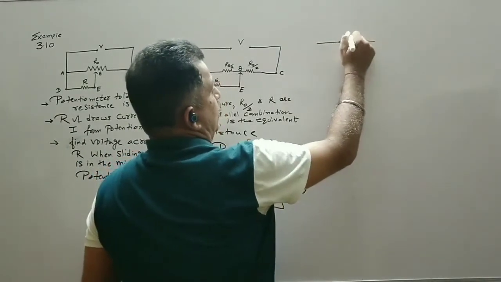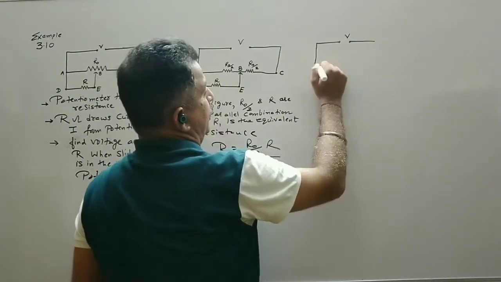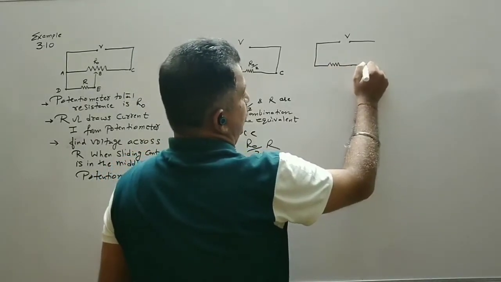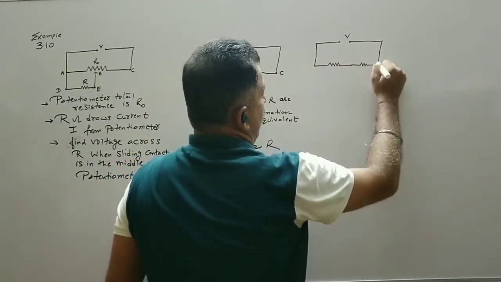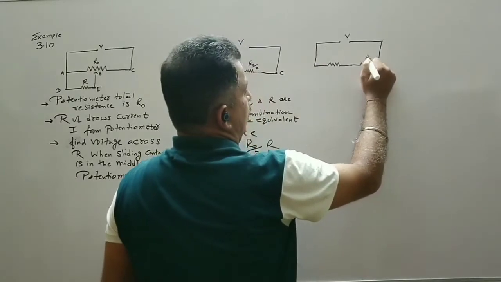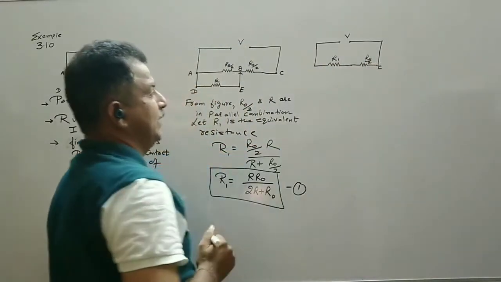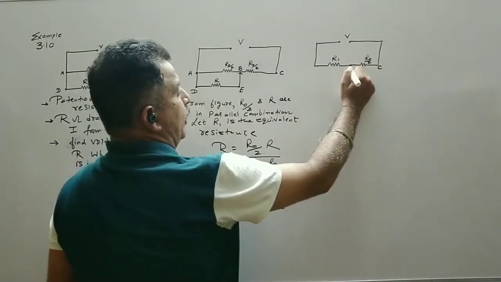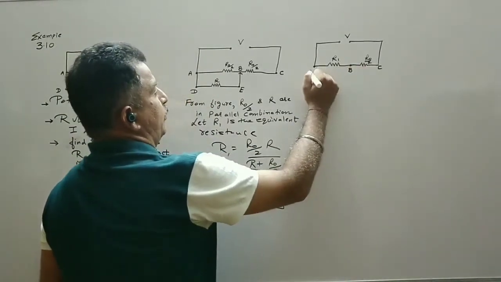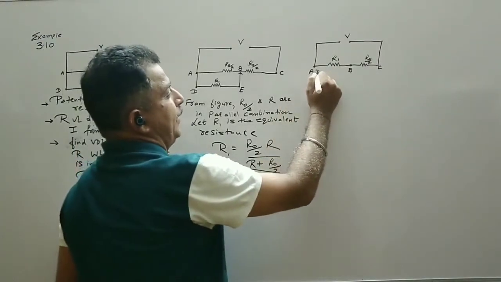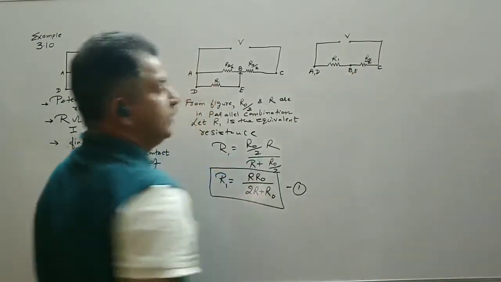So again we draw the equivalent diagram. Now in the place of R naught by 2, we have R1. This is your point C, this is the point B, this is our point A, or you can say this is point A and D and this is point B and E.